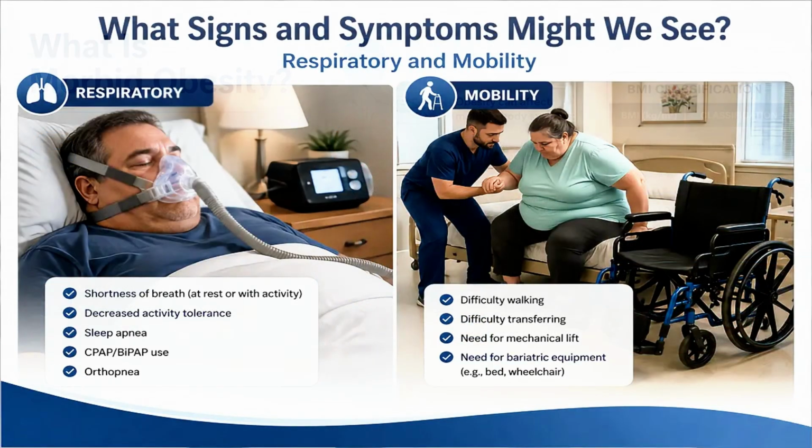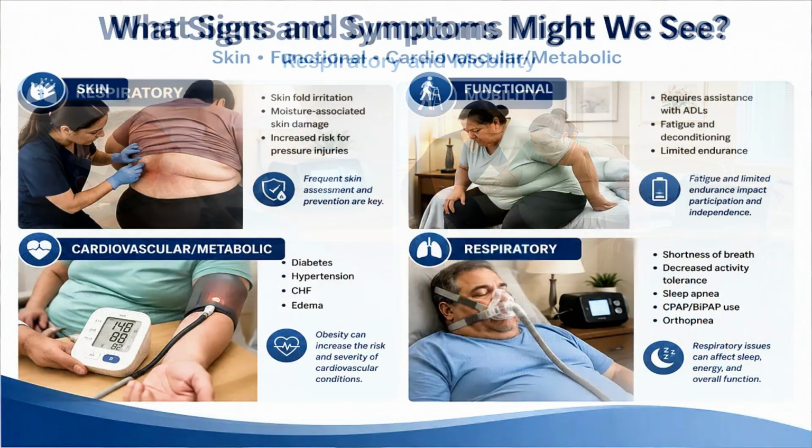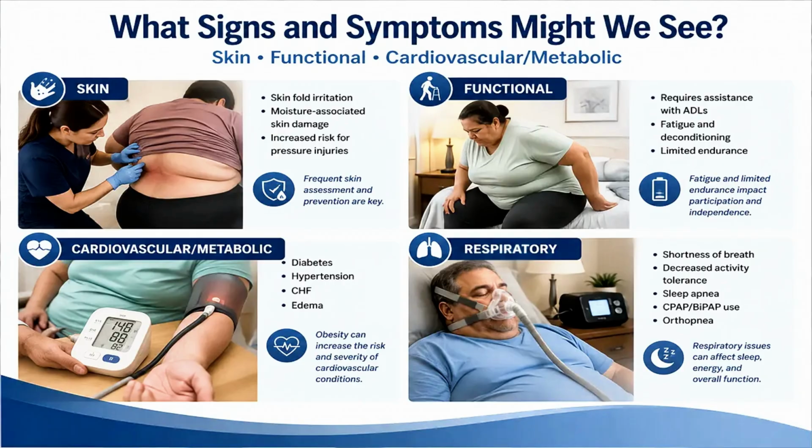When we think about morbid obesity, it's important to recognize that it can affect much more than a resident's weight. Some residents may become short of breath more easily, have decreased activity tolerance, experience sleep apnea, or require CPAP or BiPAP support. It can also impact mobility. Residents may have difficulty walking, require additional assistance with transfers, use bariatric equipment, or need a mechanical lift to ensure safe movement.